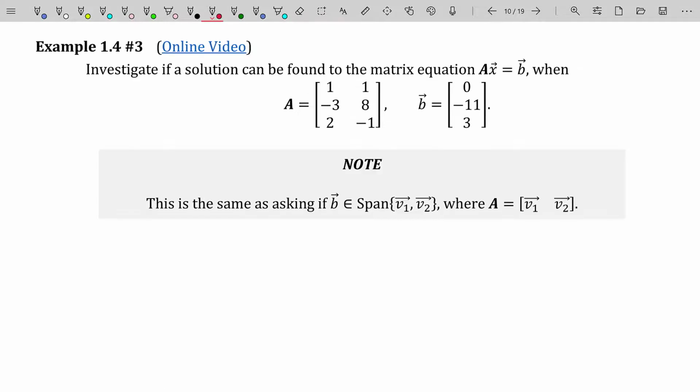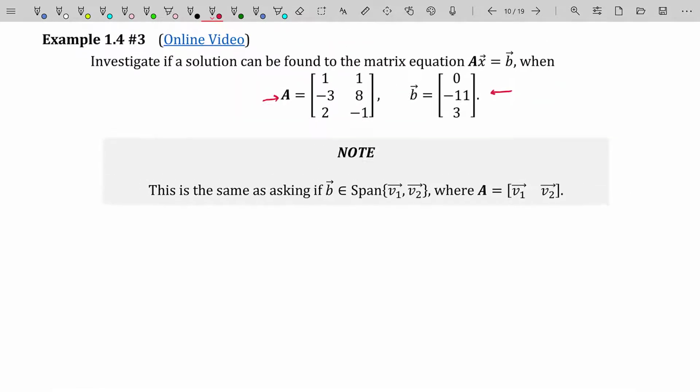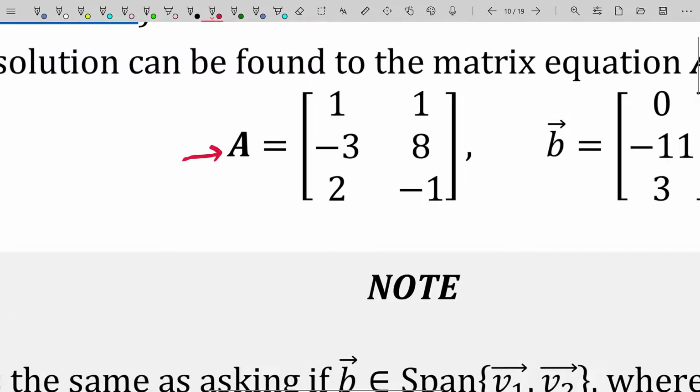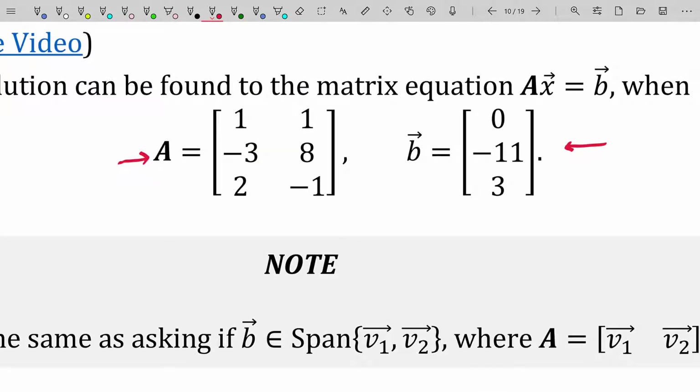I took the time to investigate if a solution could be found for this matrix equation right here, where A is this matrix and B is this vector. And in the process, we made a little note here that it's the same as asking if B is in the span of the two column vectors of A itself. And we found out that there is indeed a solution to this matrix equation. We found it to be, I think it was 1, -1, or -1, 1. I can't remember which right now because I don't have the solution in front of me.